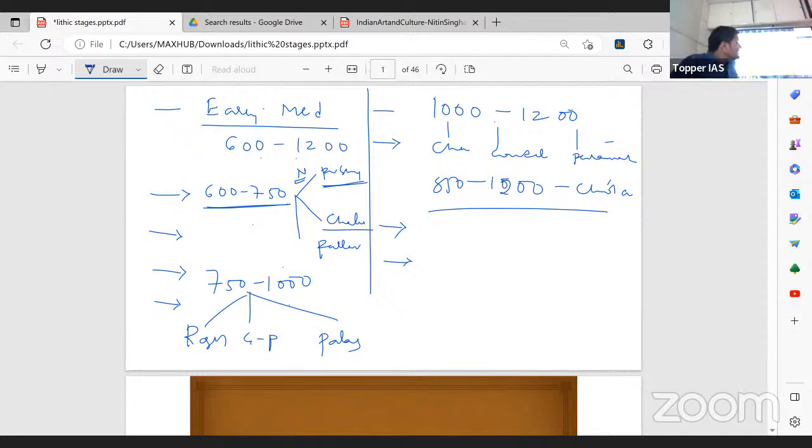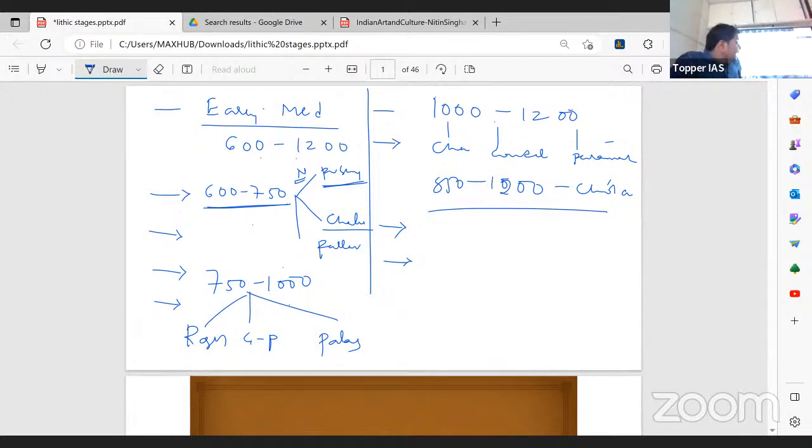Especially that phase is known for Islamic invasion also: Muhammad Ghazni, Muhammad Ghori. First Muhammad Ghazni came, right? Ghazni's intention was just to loot India, but Ghori's intention was different. Ghori wanted to establish rule in India so that he would have continuous resources, which he could use to fight wars in Central Asia. That's how Islamic conquest started.